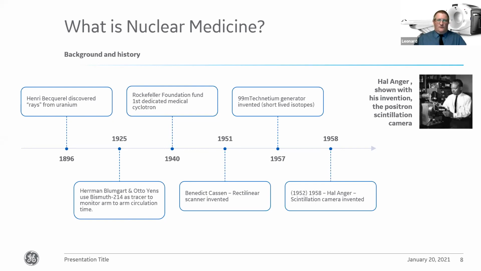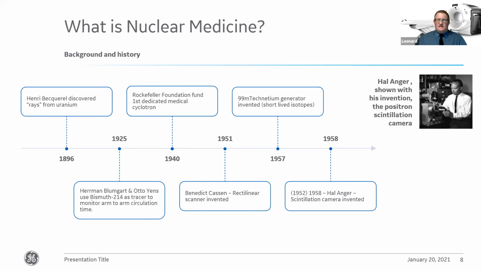And this was where we saw the initial development, in 1925, when Blumgart and Weiss used bismuth-214 to monitor the circulation within the arm, to see transit times from one arm to the other. So they had a slight understanding of how circulation was going around the body and how long it would take. But as you probably know, bismuth-214 has very high energies, and it's not just a standard gamma emitter. It has other things in there as well, which can cause problems.